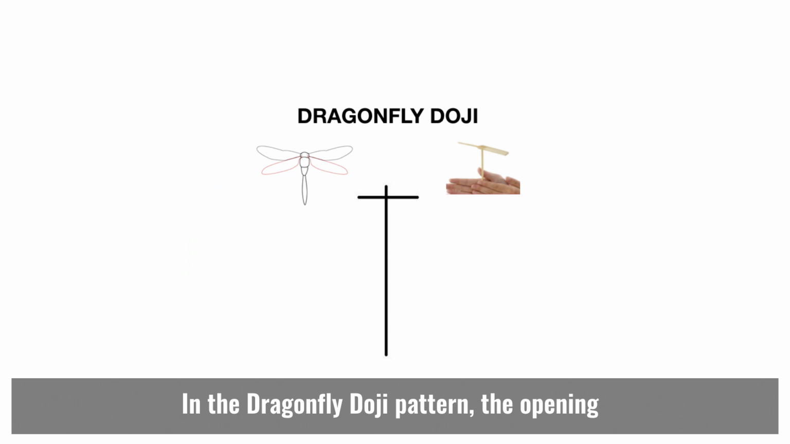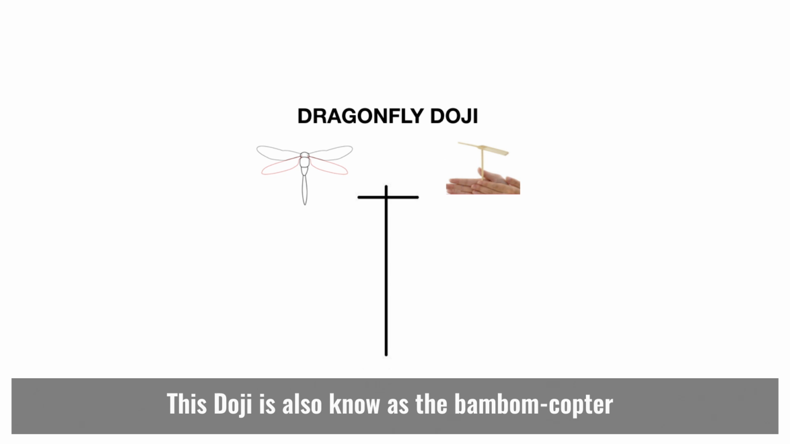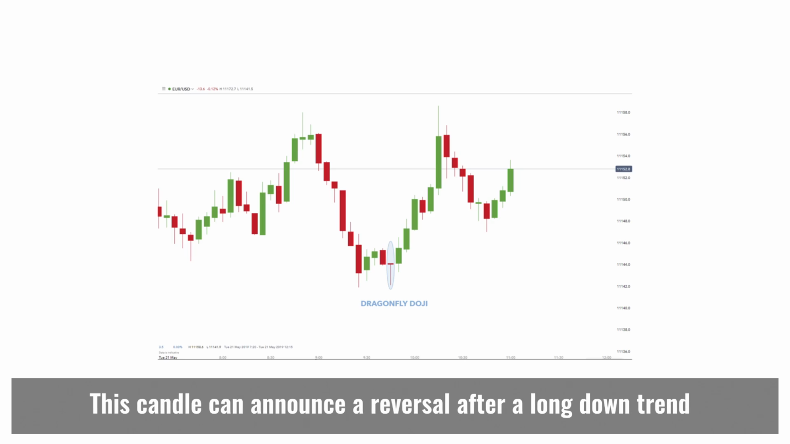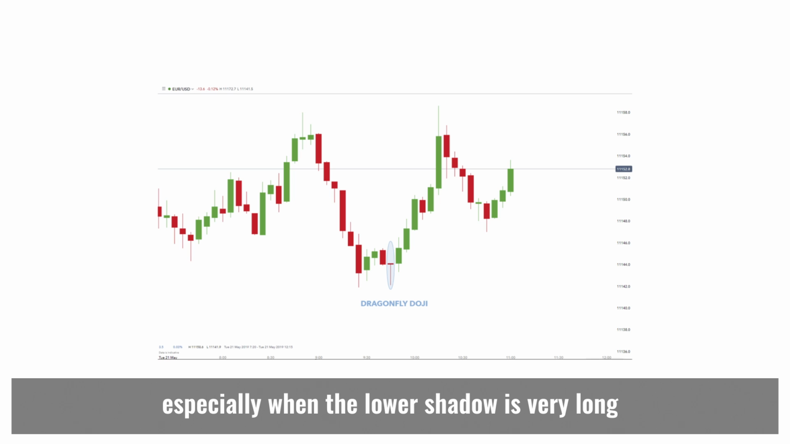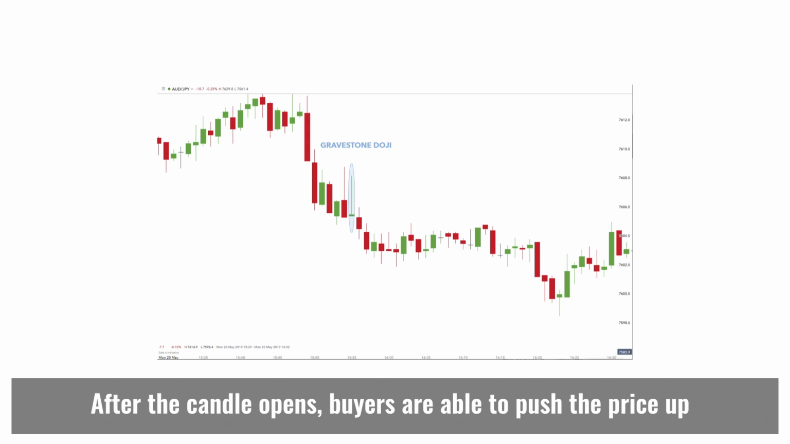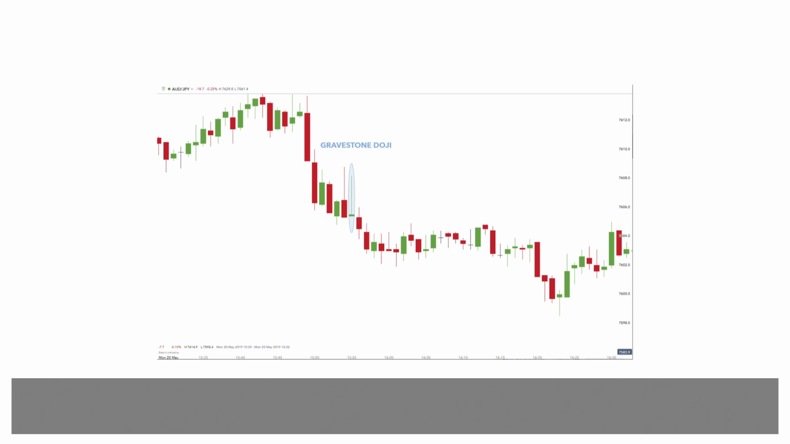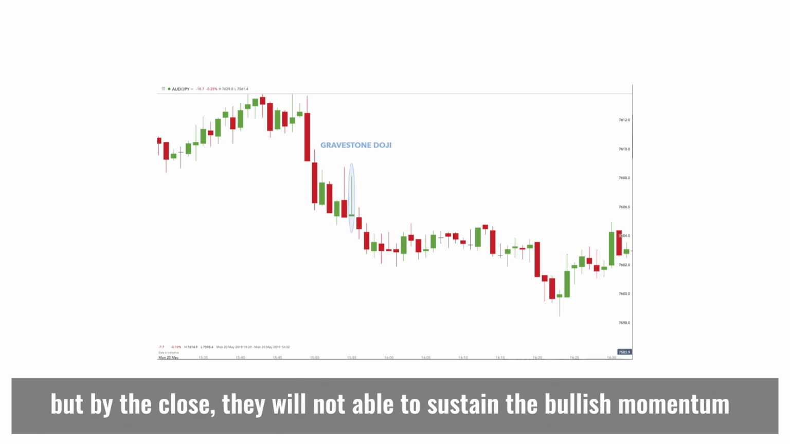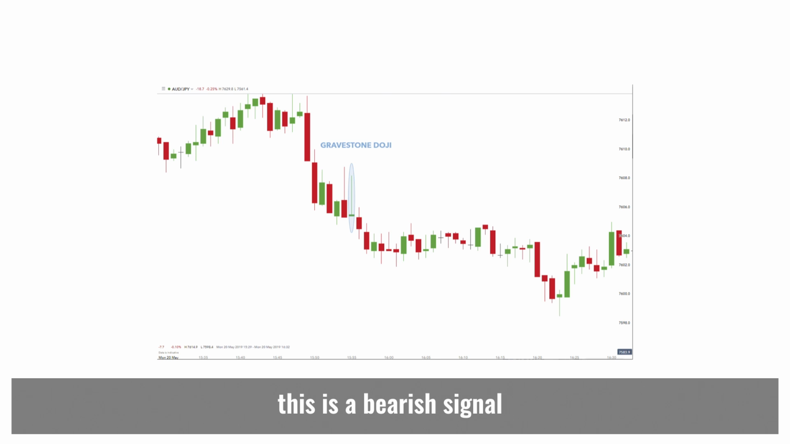In the Dragonfly doji pattern, the opening, high, and closing prices are equal. This doji is also known as the bamboo copter. This candle can announce a reversal after a long downtrend, especially when the lower shadow is very long. The Gravestone Doji is just the opposite of the Dragonfly Doji. After the candle opens, buyers were able to push the price up, but by the close, they were not able to sustain the bullish momentum. This is a bearish signal.